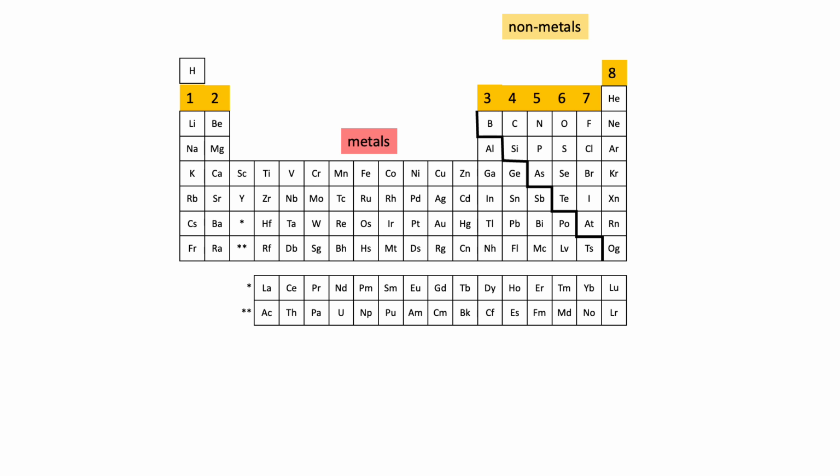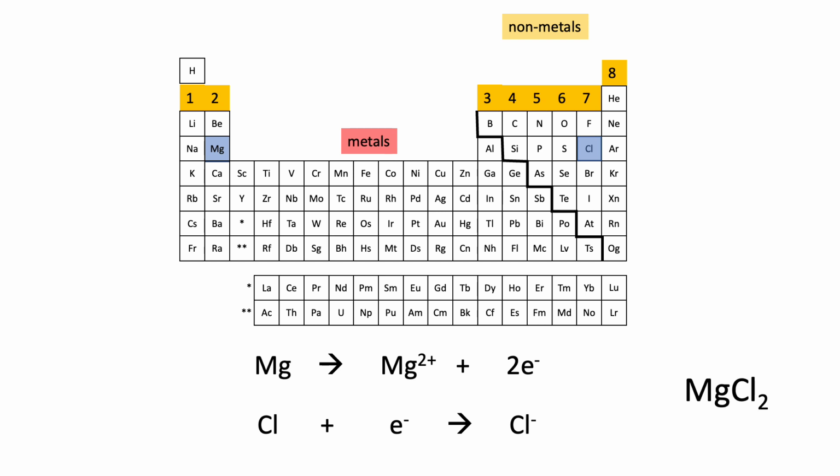Let's look at another example. This time we'll make magnesium chloride. Magnesium is in group 2. It likes to lose 2 electrons to form Mg2+. Chlorine is in group 7. It likes to gain 1 electron to form Cl-. That means that for every magnesium atom we need 2 chlorine atoms to accept 1 electron each, and the formula for magnesium chloride is MgCl2.